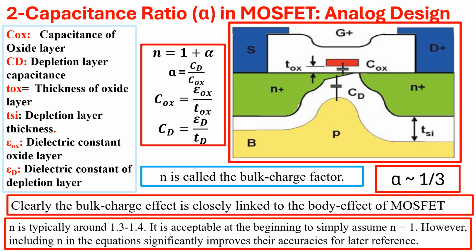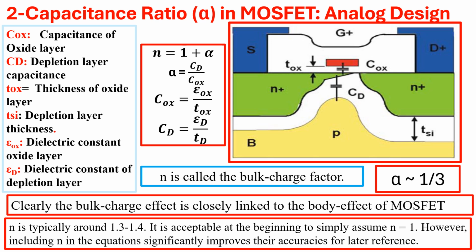Now we discuss bulk charge factor. Bulk charge factor can be defined as 1 plus alpha, and as the ratio of charge in the bulk of the semiconductor to the charge in the channel region. It is often denoted by the symbol N and plays a significant role in determining the electrical characteristics of MOSFET under certain environments and operations.